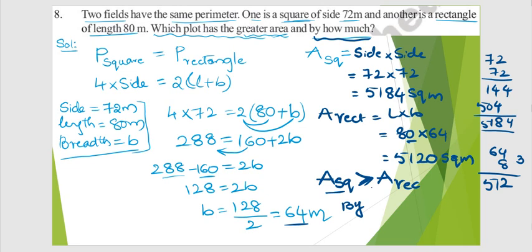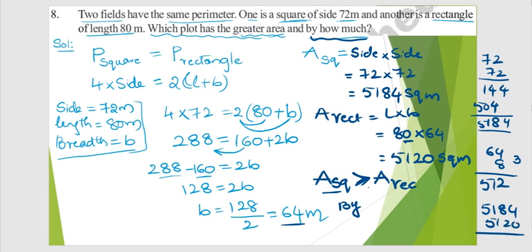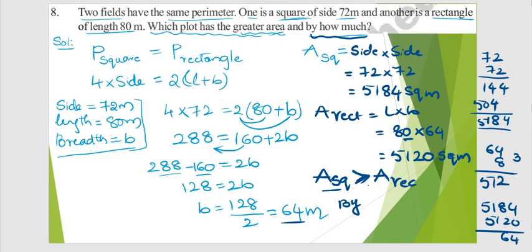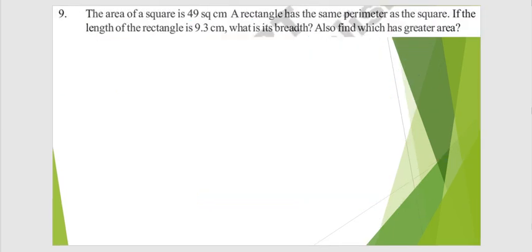So for that what should I do? I need to do biggest minus smallest. So 5184 minus 5120. If I subtract, what am I going to get? 64. So by 64 meter square. So area of square is greater than area of rectangle by 64 meter square. Right? Let us move on to the next question.